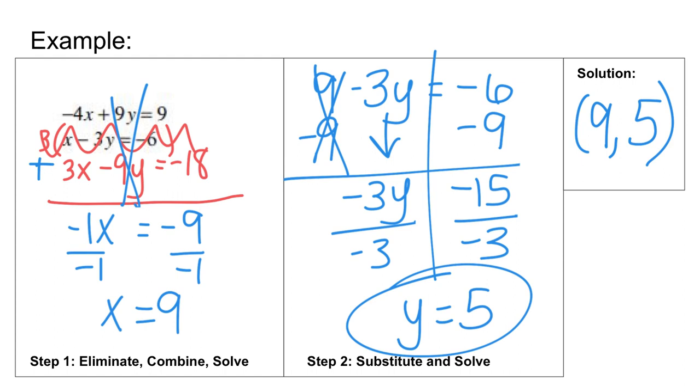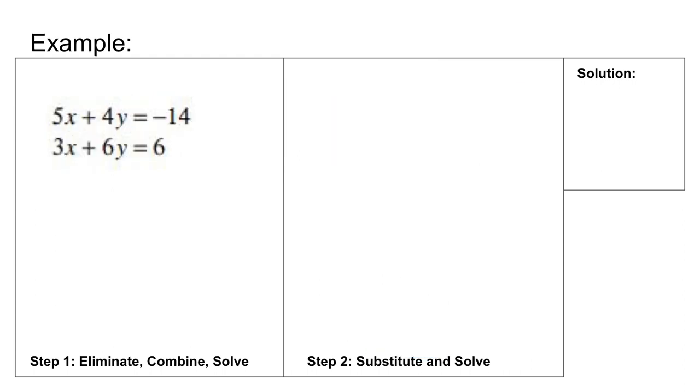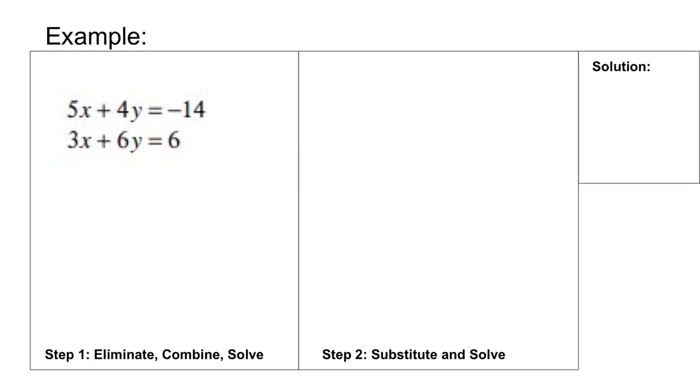Okay, we're going to do a couple more together just to make sure that we're okay. And then I'm going to let you try a couple. This one is the same way as the last one. So we have x's and y's aligned, but we don't have anything that matches. I've got a 5 and a 3, and I've got a 4 and a 6. So I'm going to have to multiply to make them become things that can match.